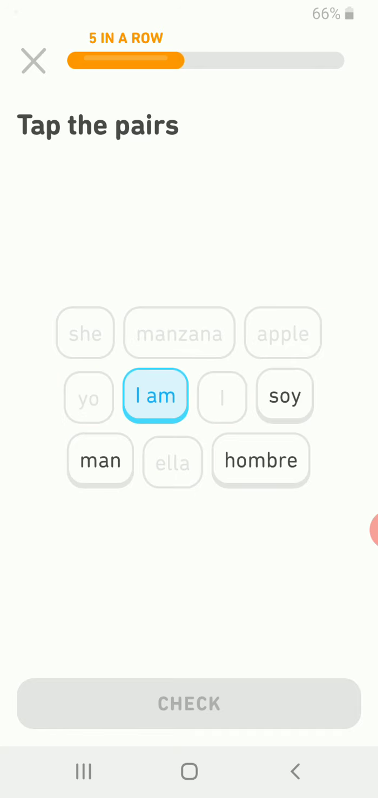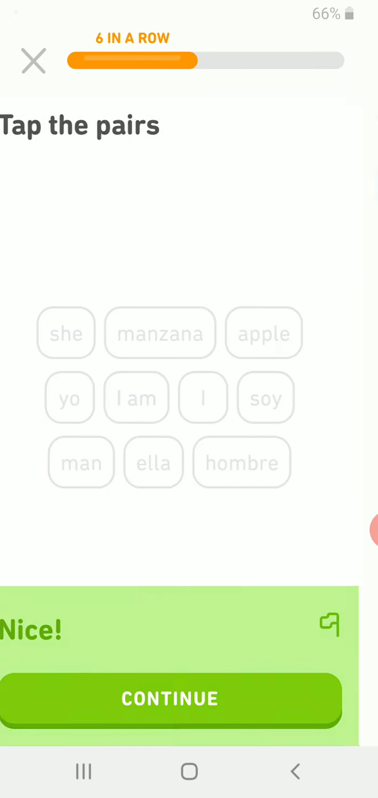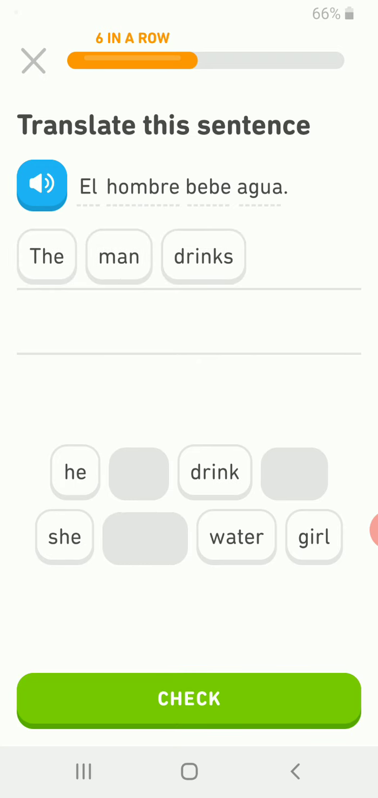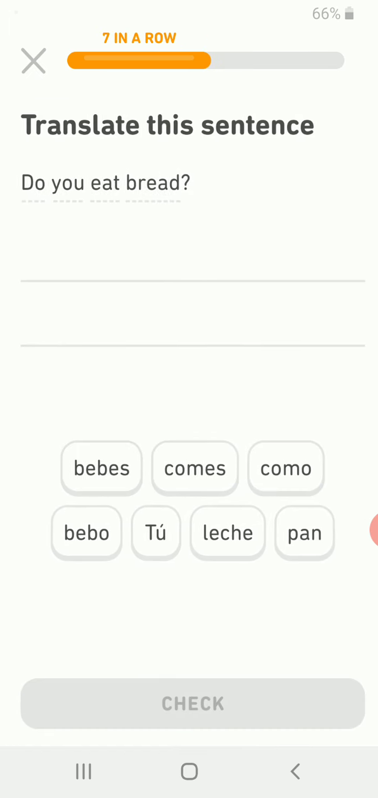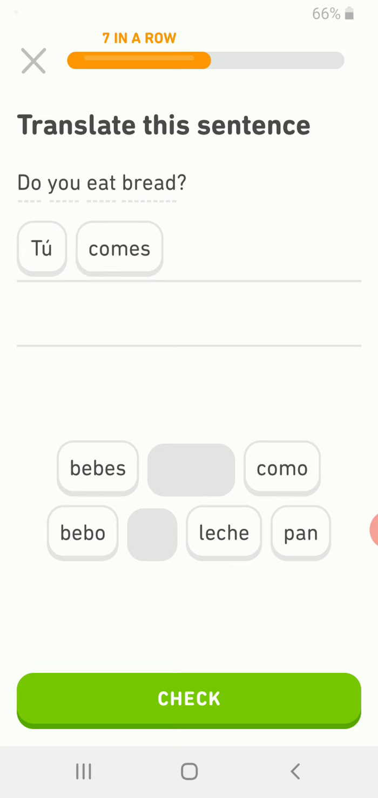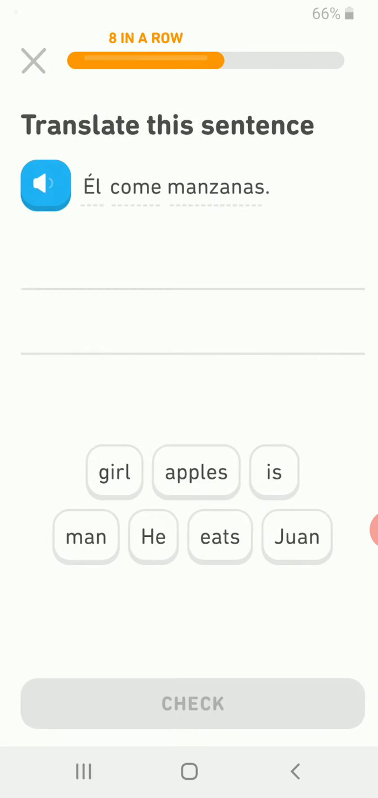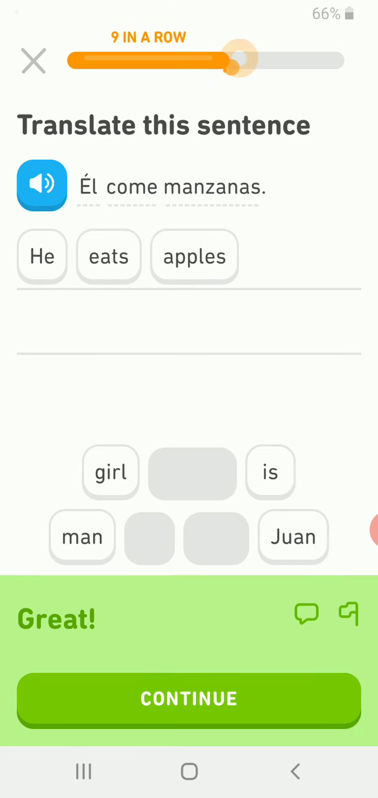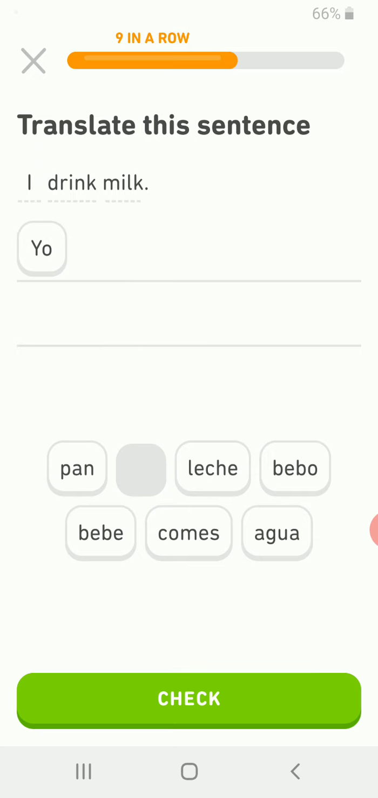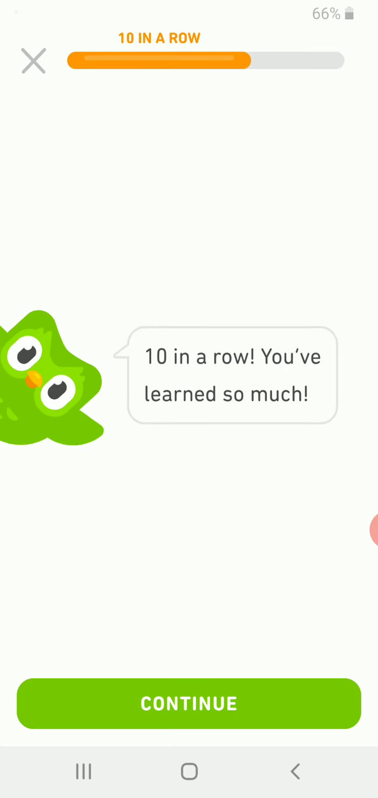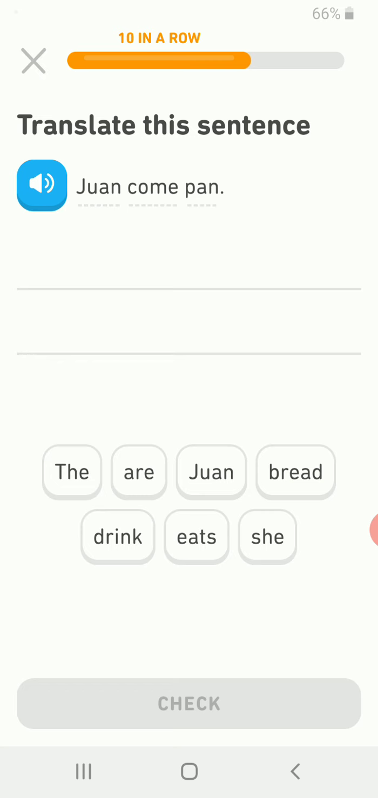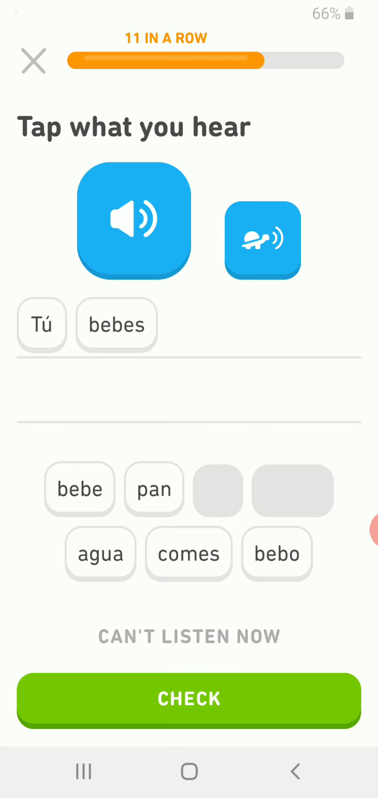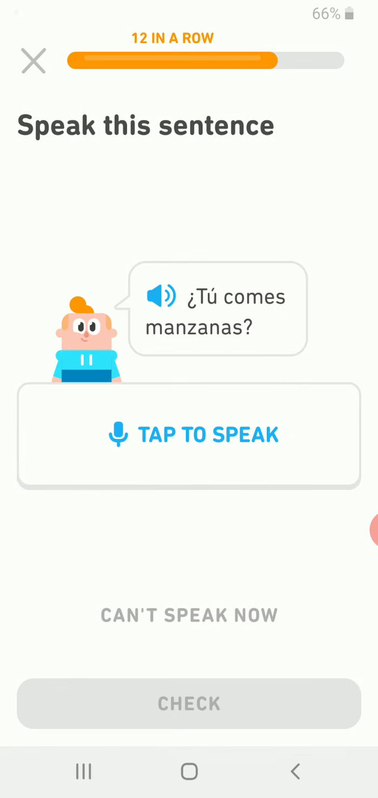Manzana is apple. I am is soy. Man is el hombre. El hombre bebe agua. The man drinks water. So easy. Do you eat bread? Tú comes pan. Él come manzanas. He eats apples. And I drink milk. Yo bebo leche. And Juan come pan. Juan eats bread. Tú bebes agua means you drink water. Tú comes manzanas.